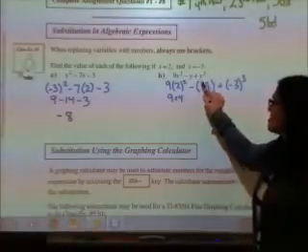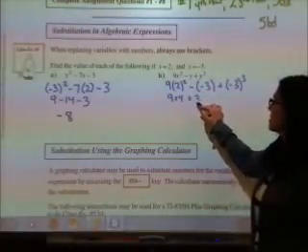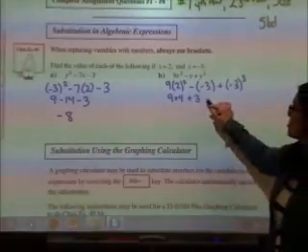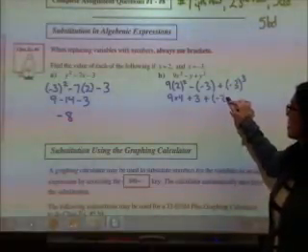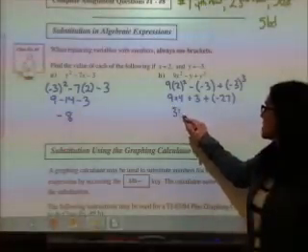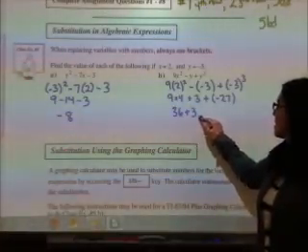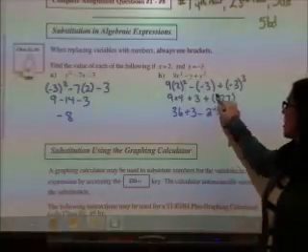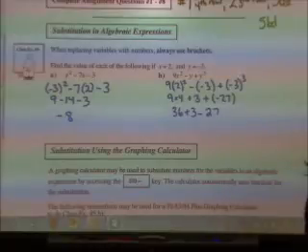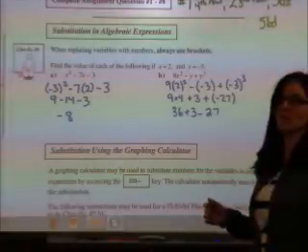The 2 negatives, minus a negative 3, I can simplify into a positive 3. And then the cubed root of negative 3 becomes negative 27. So 36 plus 3. And then I can simplify this plus a negative into being minus. So I get 39 minus 27, which is 12.